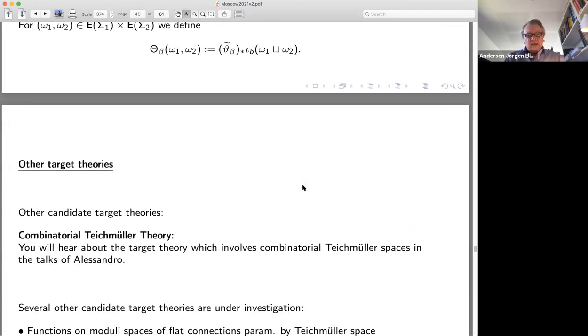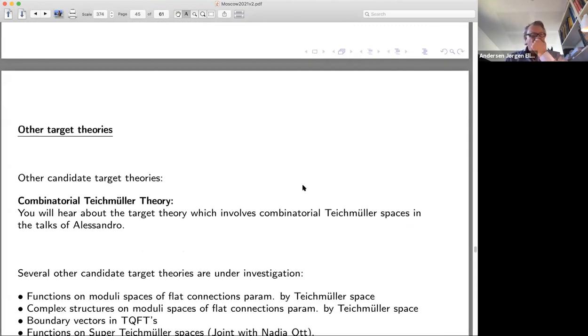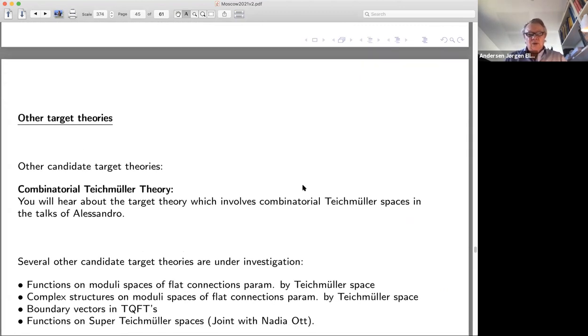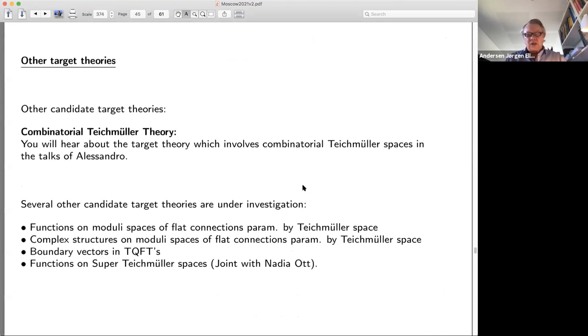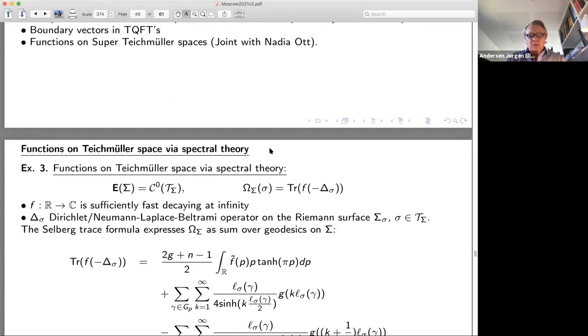Anyway, I leave that remark with you. I now want to really speed up, so I'm not going to touch on this at all, except for noting that I think it's tomorrow that Alessandro will give his talk, and he will talk about another target theory, which is combinatorial Teichmüller theory. There are many other target theories in development, but let me push on.